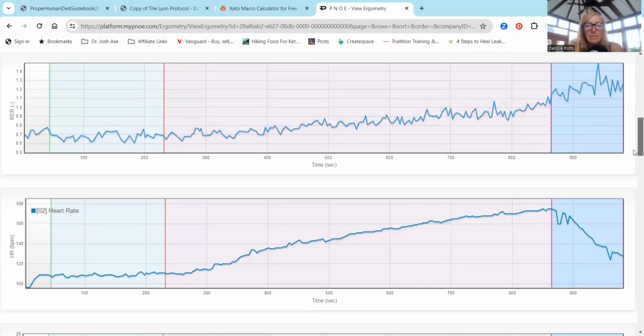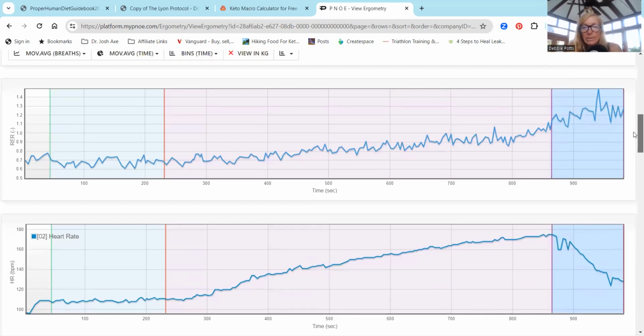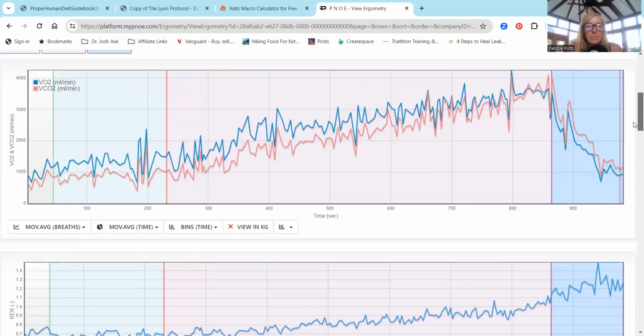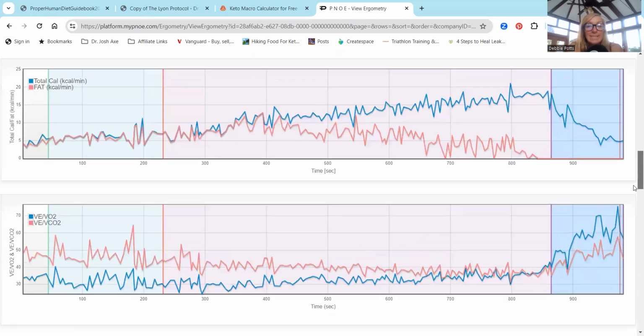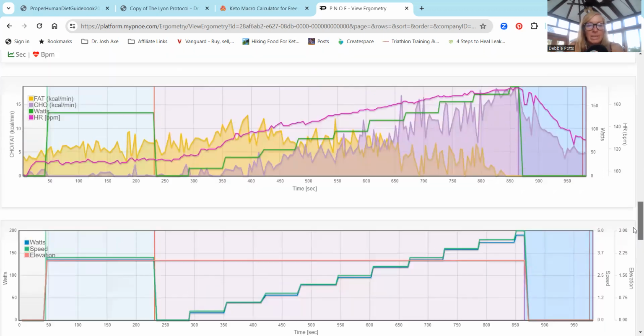Heart rate is going up, and he reached a peak of 175. So that would be his VO2 max. And then we can see RER, fuel source, and then heart rate and oxygen and carbon dioxide. So that is the raw data. And then we get a report from this.